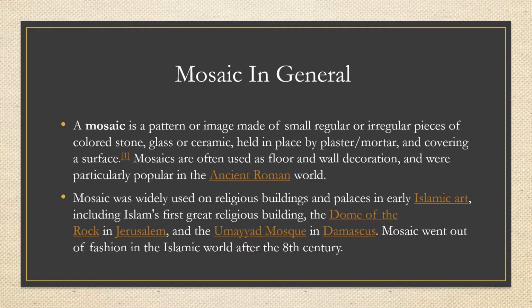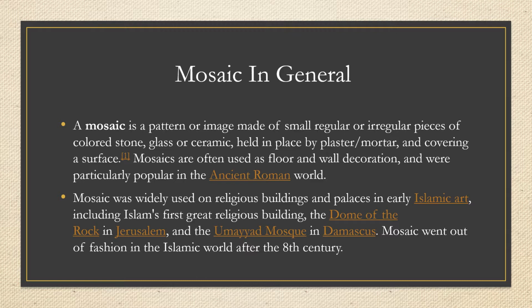Mosaic in general. A mosaic is a pattern or image made of small regular or irregular pieces of colored stone, glass or ceramic, held in place by plaster or mortar, and covering a surface. Mosaics are often used as floor and wall decoration, and were particularly popular in the ancient Roman world.